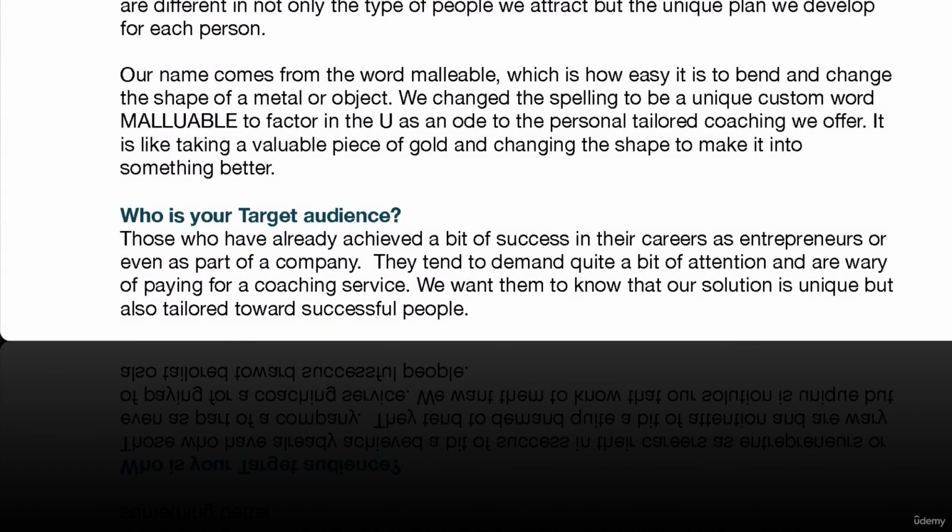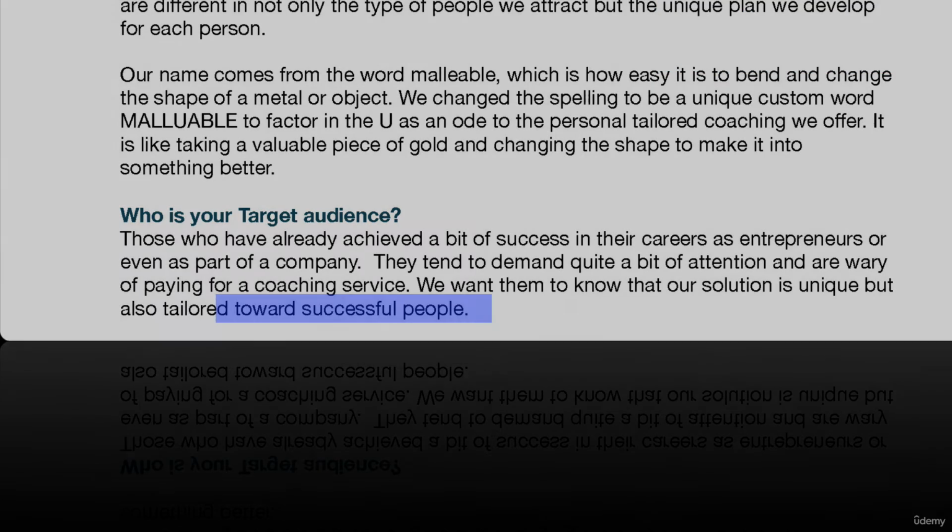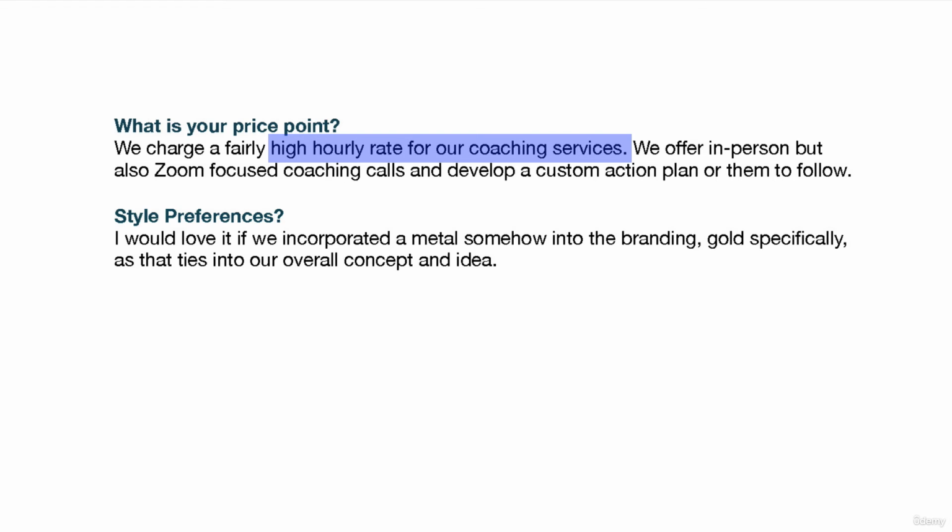Who is your target audience? Those who have already achieved a bit of success in their careers as entrepreneurs or even as part of a company. They tend to demand quite a bit of attention and are weary of paying for a coaching service. We want them to know that our solution is unique, but also tailored towards successful people. What is your price point? We charge a fairly high hourly rate for our coaching services. We offer in-person but also Zoom-focused coaching calls and develop a custom action plan for them to follow.